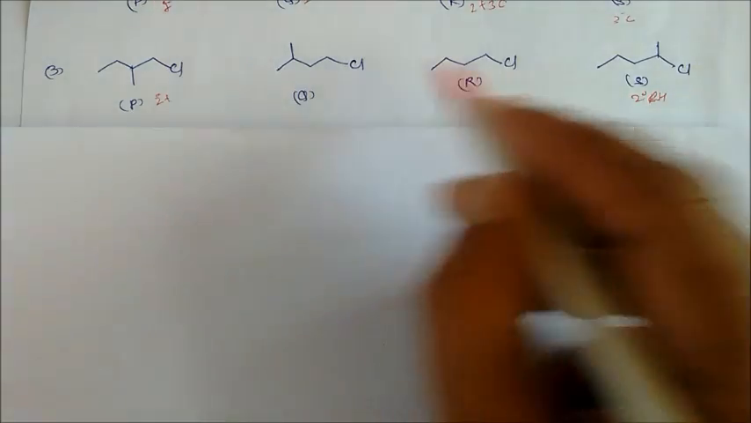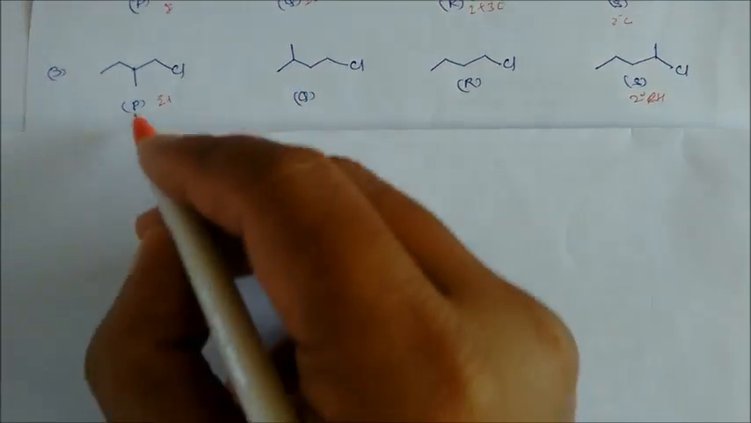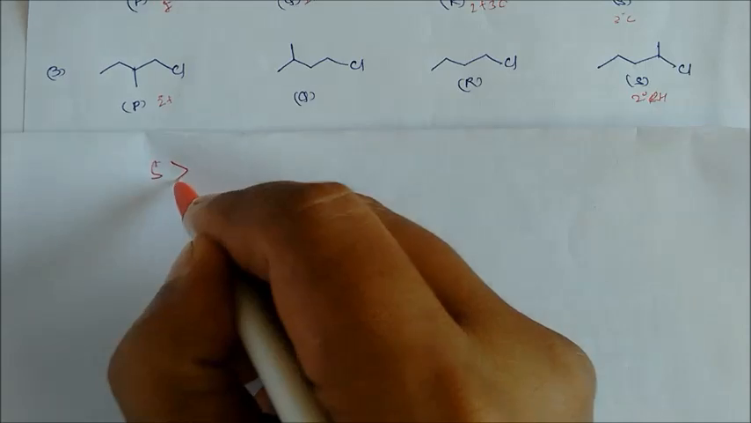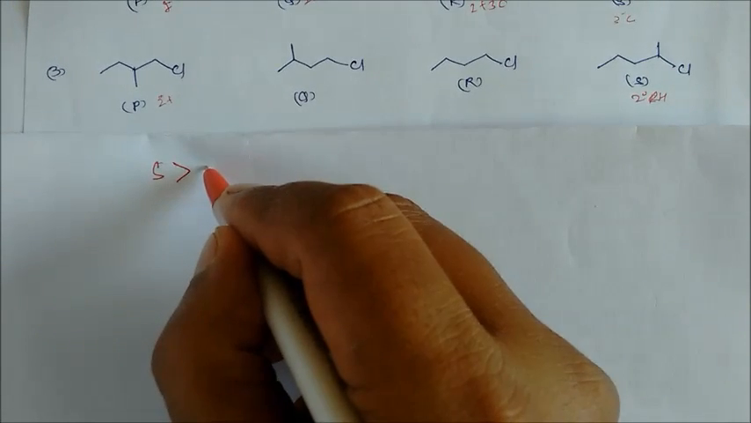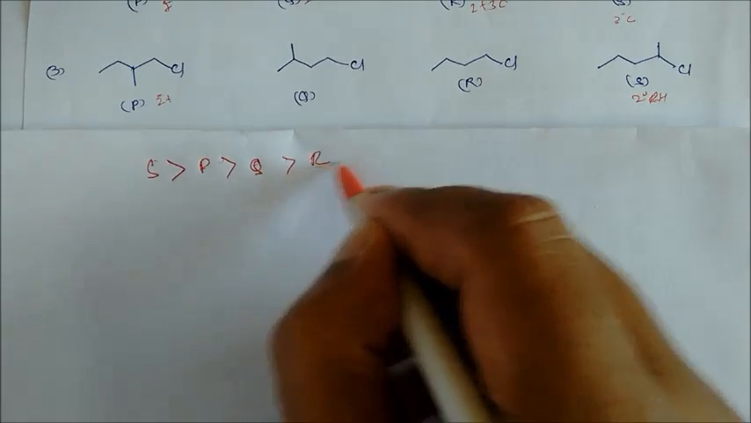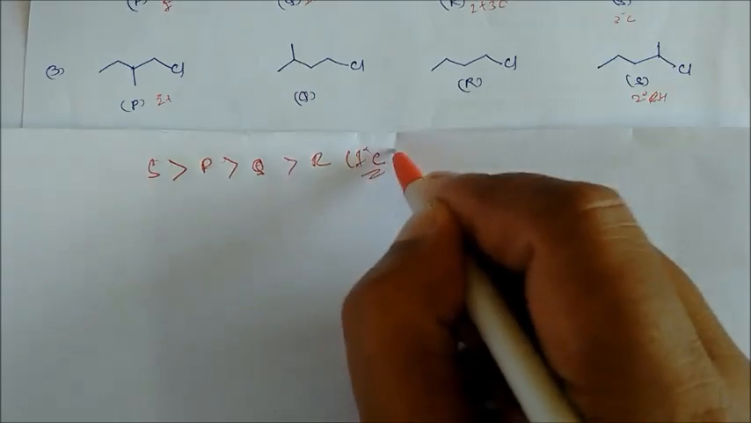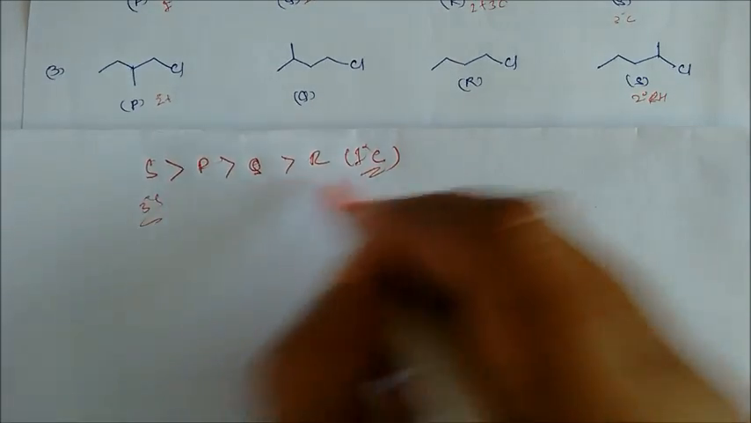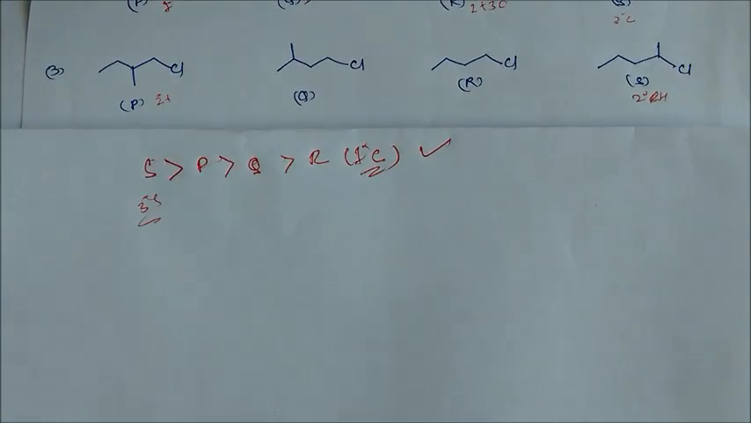So as per all this, we can see S will be the greatest because this is secondary. Then after S, followed by P, then followed by Q, and then followed by R. So R is the pure primary carbon, and this is the pure tertiary carbon. So this is our rate of reaction in decreasing order.